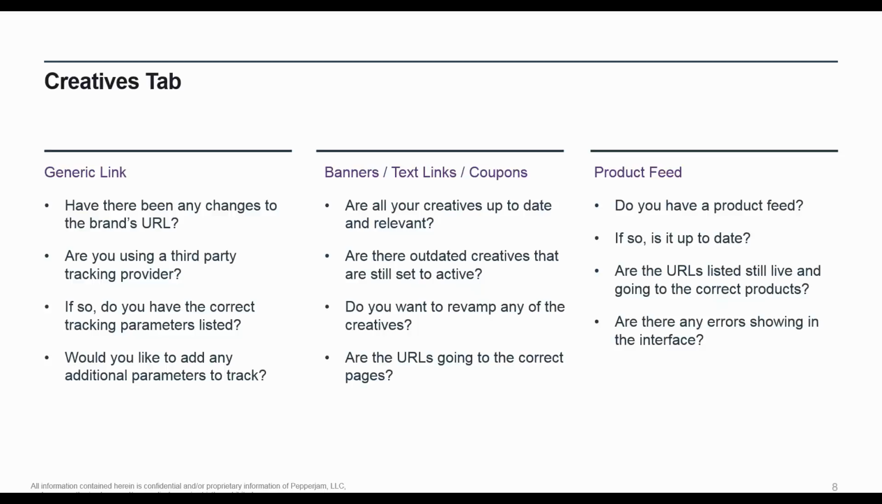Last but not least, a best practice would be to review the product feed section. A product feed is also known as a data feed and contains all of your product's information. It is essentially a catalog of all your site's items. Do you have a product feed uploaded in your program? Product feeds allow publishers to promote specific items from your site and send the user directly to that product.